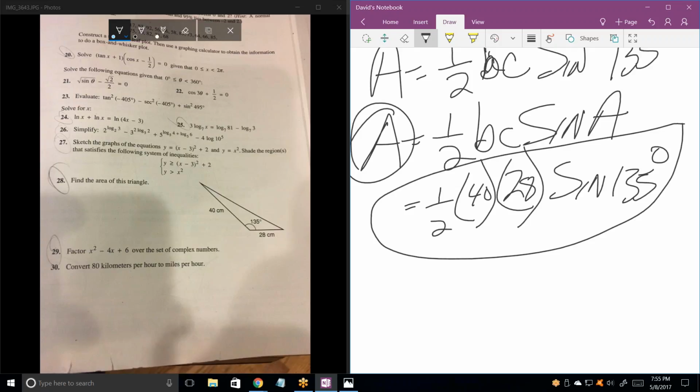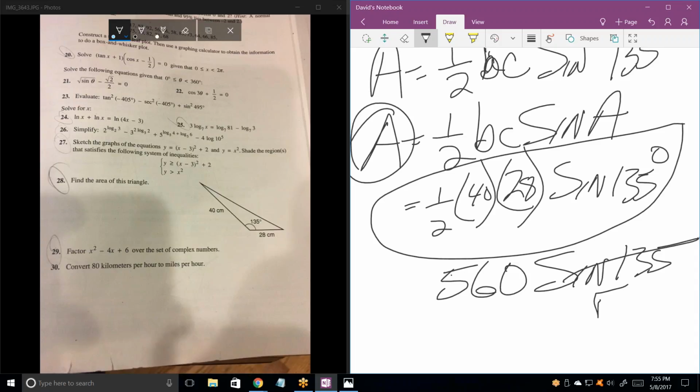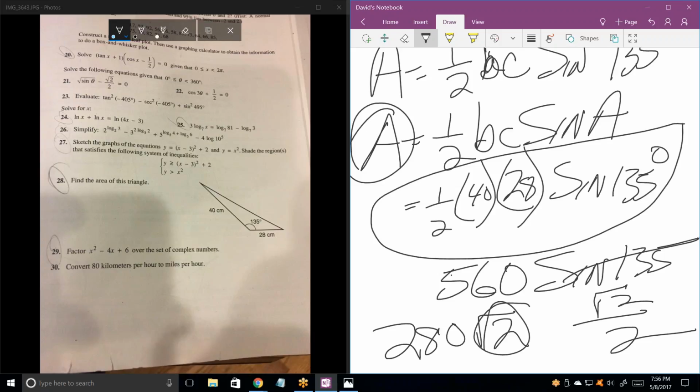I have 395.98. Does that sound okay? Well, let's see. What do we have? We have 20 times 28, which is 560, times the sine of 135, which is the same as the sine of 45, which is root 2 over 2. So now I have 280 root 2. Well, root 2 is 1.4, so I would say 400 and something.